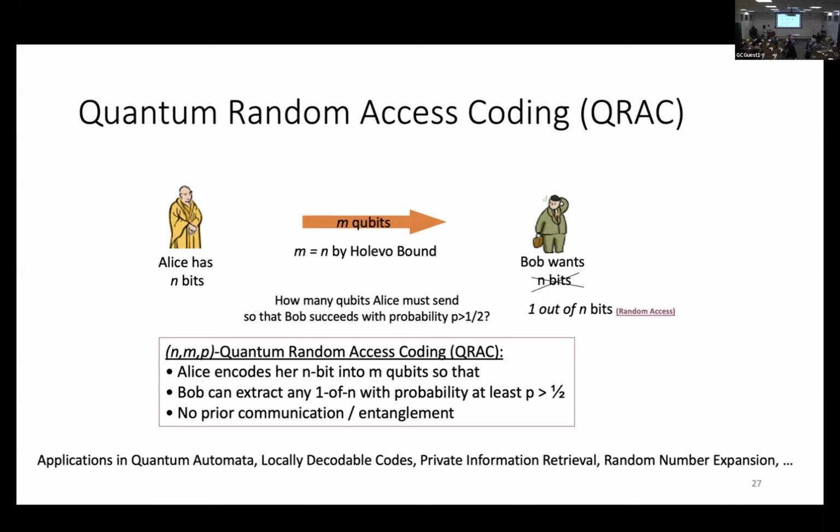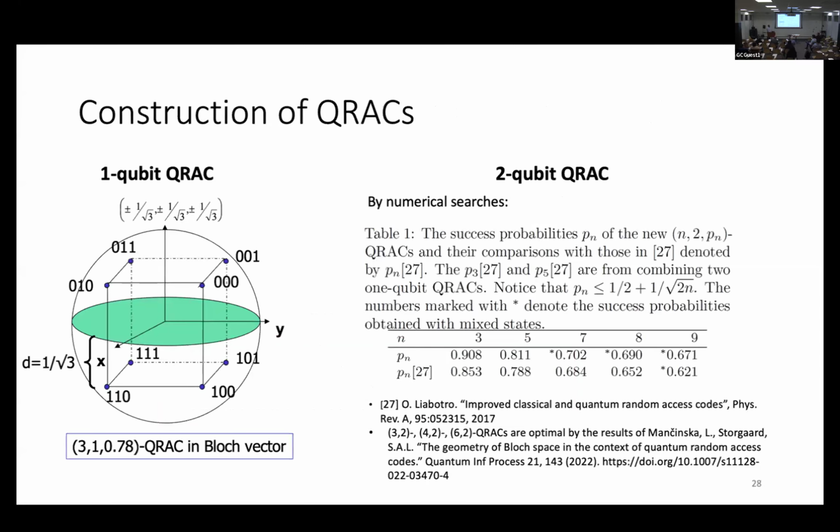And this primitive, the random access code, has been used in automata, information theory, locally decodable codes, private information retrieval, even random number generation, and so on. I think Mark maybe knows more about this. Surprisingly, not so much is known about constructions of random access codes. For example, 1 qubit is a ball, very easy to imagine, as I've shown you before. That's optimal: for 2-to-1 and 3-to-1, the probability we know is optimal. For 2 qubits, not so much is known. I did this numerically before, using standard semidefinite programming.